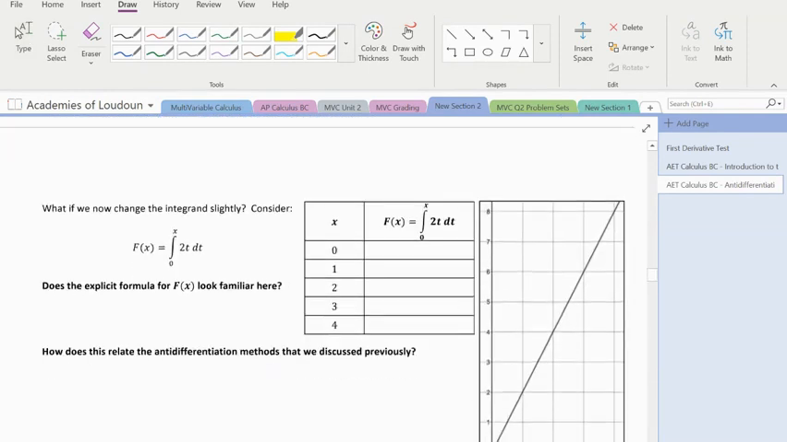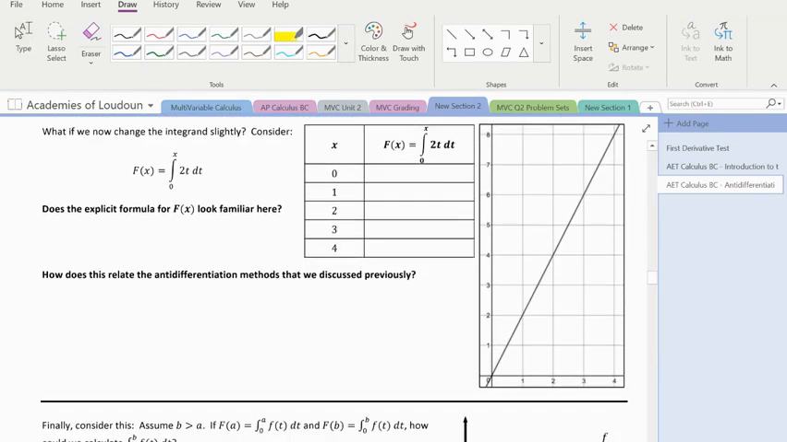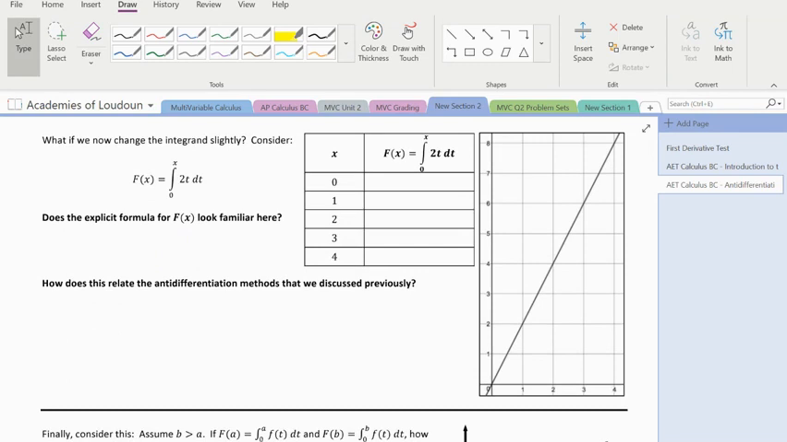So what if we now change the integrand slightly? If we have our capital F of x is my integral from 0 to x of 2t dt. Again, we're going to start from 0, and I can see that my integral from 0 to 0 is indeed going to be 0. If we go from 0 to 1, I can see that my area is going to be 1.